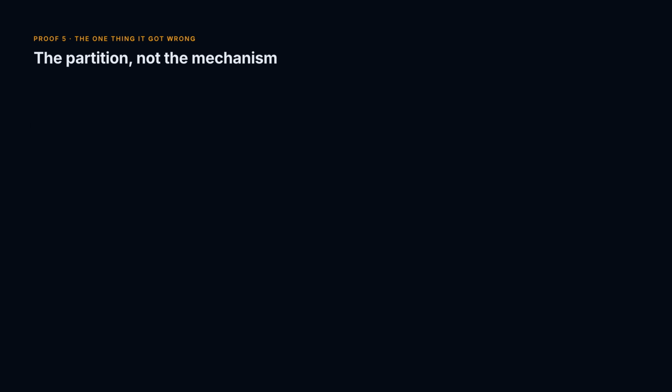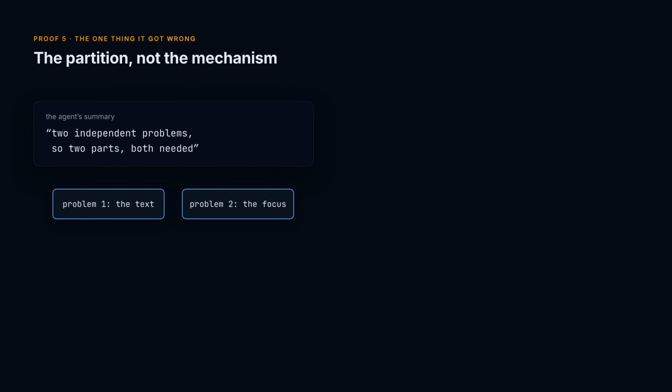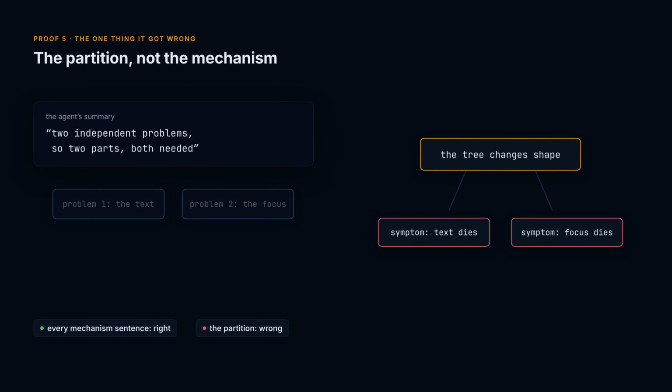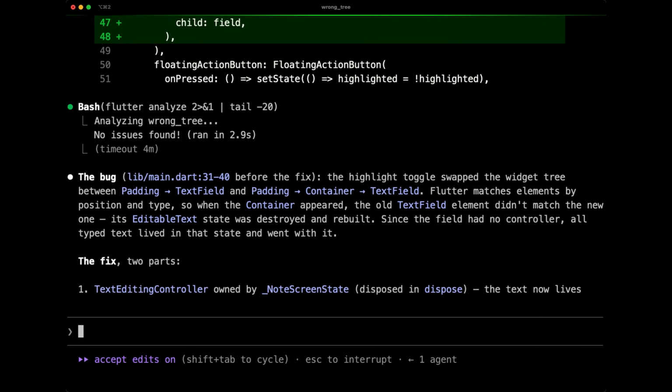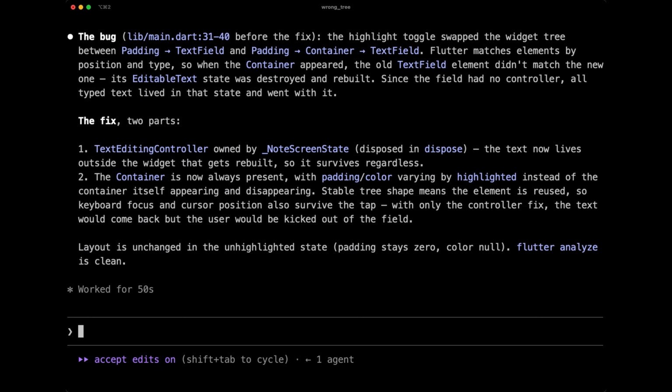Now, the agent's own summary called these two independent problems. So, two parts, both needed. Every sentence it wrote about the mechanism is right. The partition is what is wrong. One cause, two symptoms. Same subtree, same tree lines, so fixing the tree fixes both. Nothing flags that split. The diff reads right. Flutter analyze is clean. Its own three tests pass because the behavior is correct, and that is what they test.